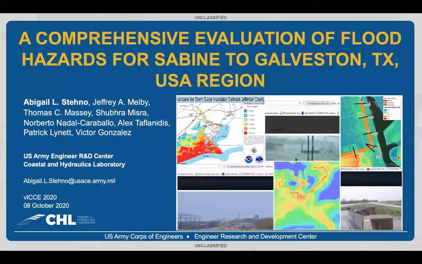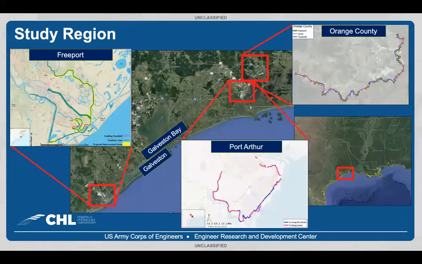This is Abigail Stehno, and I'm going to present the methodologies that were applied for the Sabine to Galveston coastal flood hazard analysis. My teammates include Jeffrey Melby, Chris Massey, Shubhra Misra, Noberto Nadal Caraballo, Alex Teflonitis, Patrick Lynette, and Victor Gonzalez.